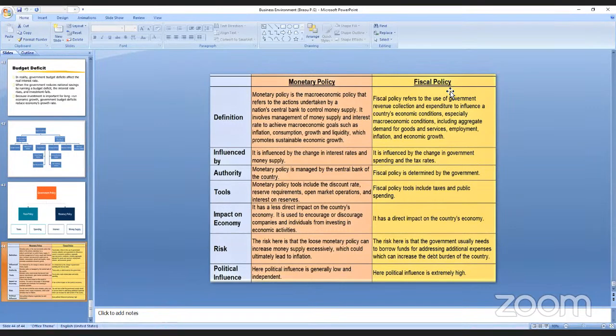So this one you can take for your reference for your exam: the differences.